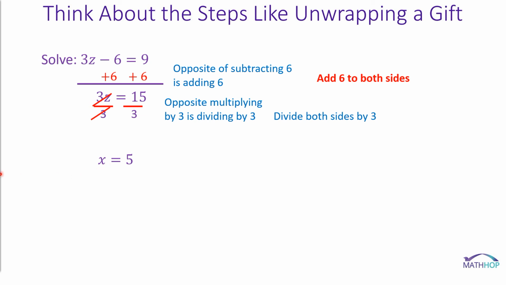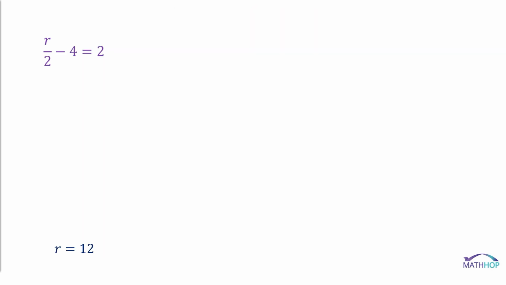I just want everything to always be x. So z equals 5. And we'll go ahead and check this. 3 times 5 minus 6, does it equal 9? All right, order of operations. You have to multiply first. So I'm going to get 15 minus 6 equals 9. 9 does, in fact, equal 9. All right, let's move on to another one.